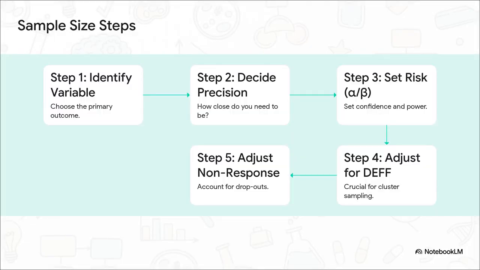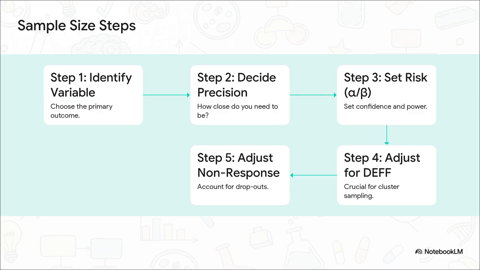So calculating sample size. It sounds intimidating, right? But it's not magic. It's just a step-by-step process. There's no secret number you just pick out of the air. You've got to walk through these 8 steps. Figure out your main variable, what kind of precision you need, set your risk levels, and then, this is important, you have to adjust for things like the study design and the fact that some people might drop out.